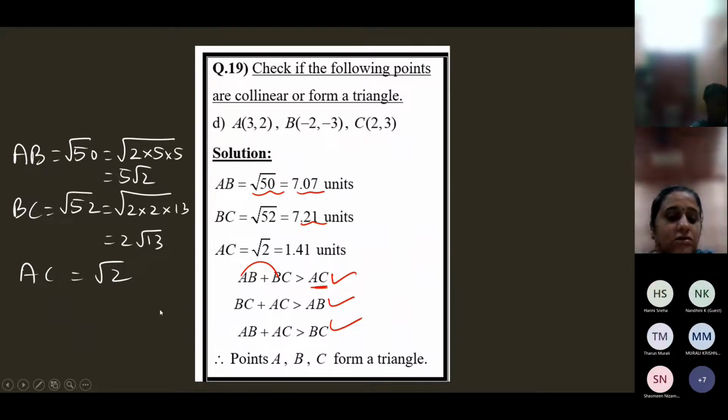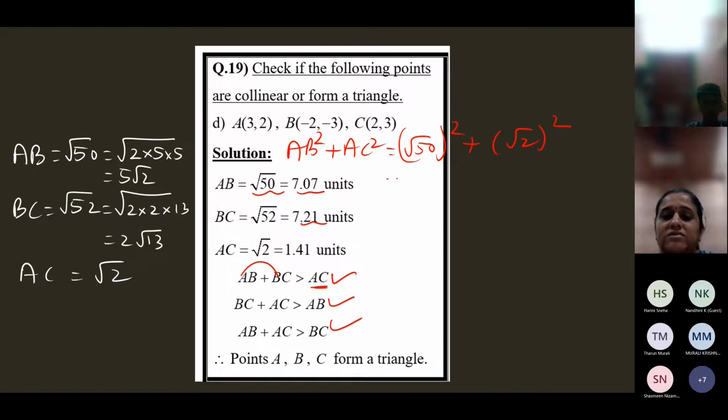Now further, if you're asked to give a special name to the triangle, the only thing you can do is use the converse of Pythagoras theorem. So what do you get? What is AB square plus AC square? AB square plus AC square will be root 50, the whole square, plus root 2, the whole square. So that is 50 plus 2, 52 units.